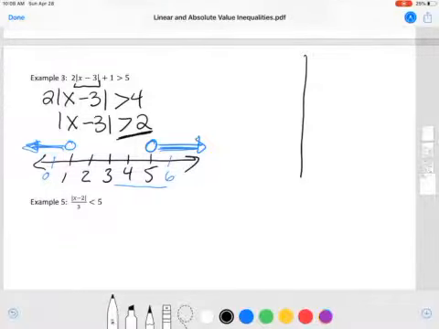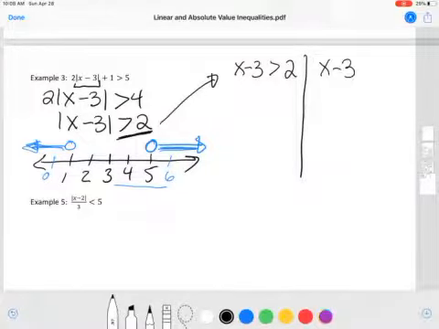So I'm going to break this up, remember, into 2 different inequalities. The first one, we just take what's inside the absolute value and keep the sign and the number on the right the same. Then I take what's on the inside of the absolute value and change the direction of my inequality sign and change the sign of my number on the right. And then I go ahead and solve each of those inequalities from there.